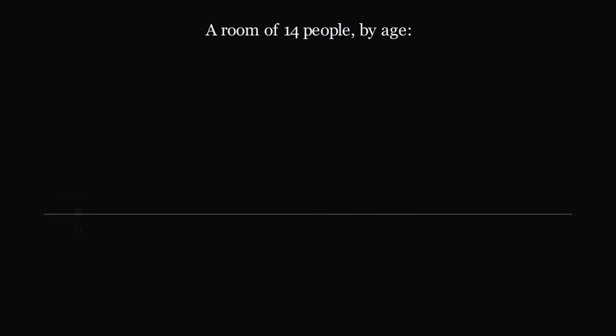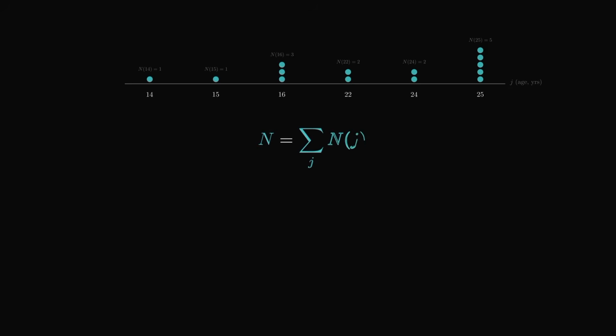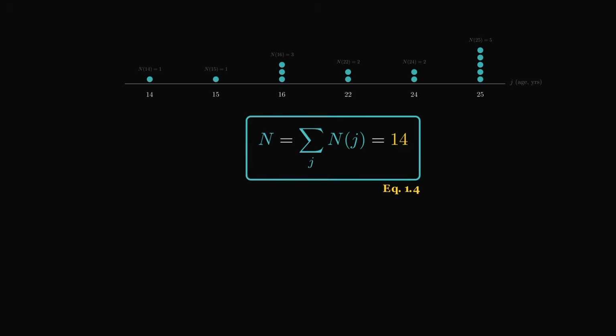Imagine a room of 14 people. One is 14 years old, one is 15, three are 16, two are 22, two are 24, and five are 25. We write N(j) for the number of people of age j. So N(14) is 1, N(16) is 3, N(25) is 5, and notice for most ages, say 17, N(j) is just 0. Nobody in the room is 17 at all. Add N(j) over every possible age and you get that total N equals 14. Almost too obvious to write down, but it anchors everything that follows.